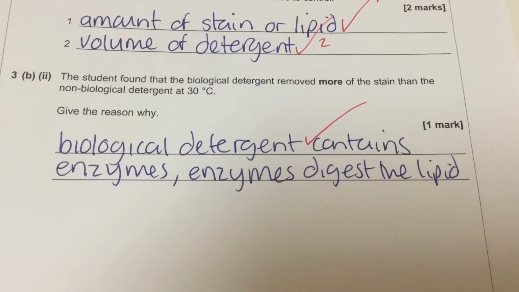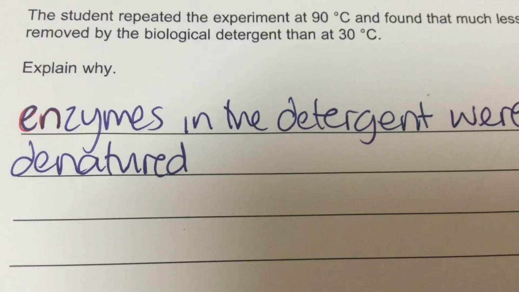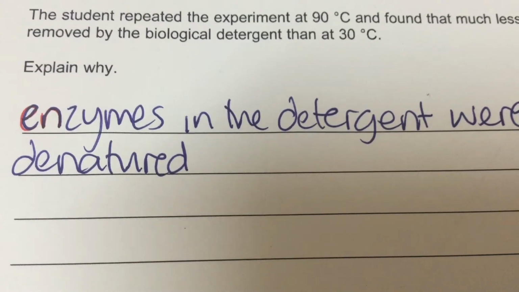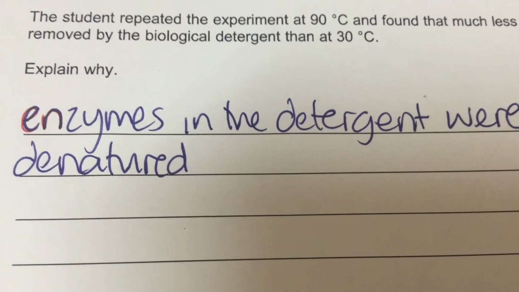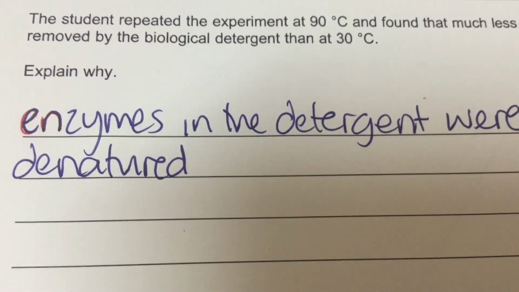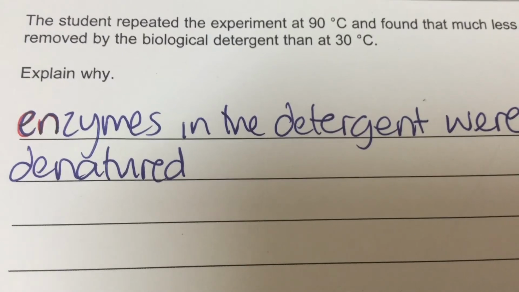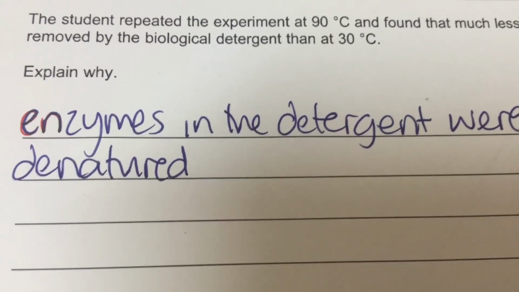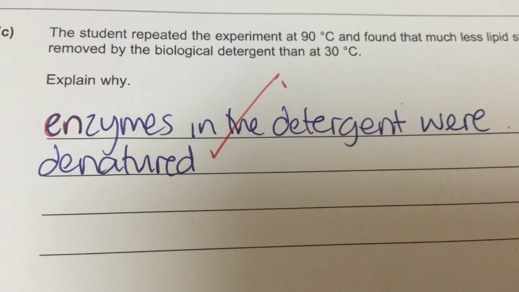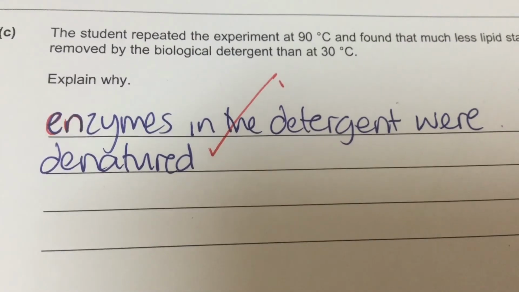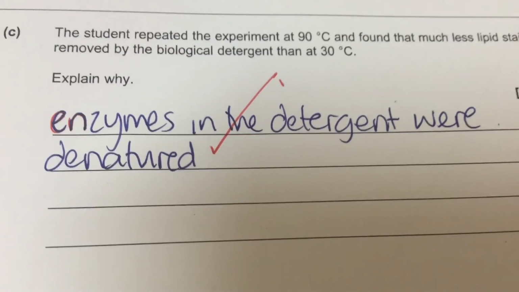Then moving on to the last part of the question, the student repeated the experiment at 90 degrees C and found that much less lipid stain was removed by the biological detergent than at 30 degrees C. Explain why. 2 marks. So we need to say that the enzymes in the detergent were denatured. That on its own doesn't answer the question. We need to then explain that the substrate will not fit the active site. In actual fact, you got the mark for just saying that the substrate doesn't fit.